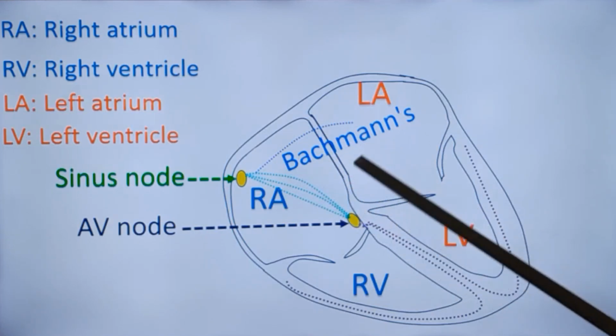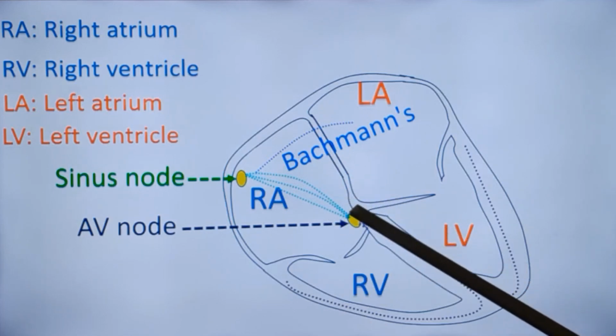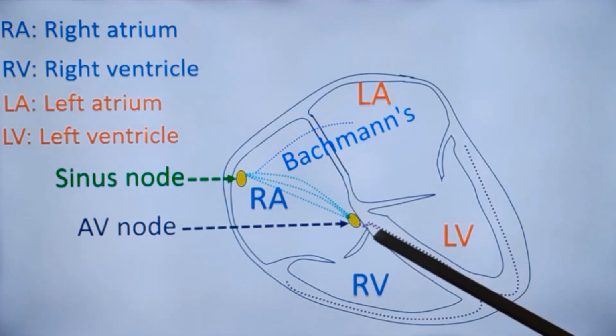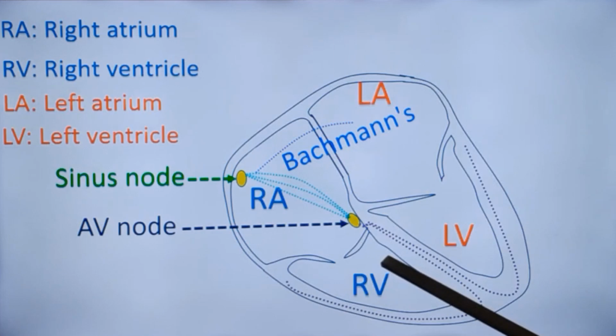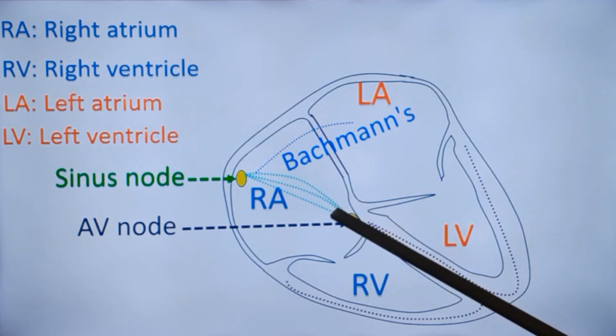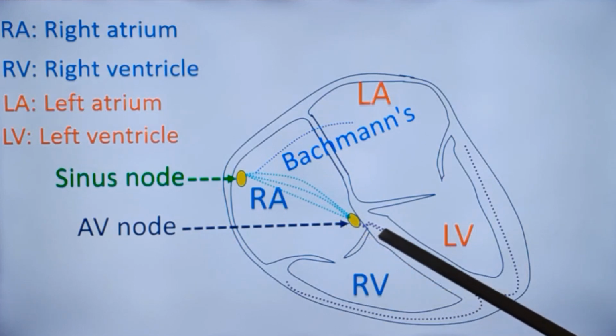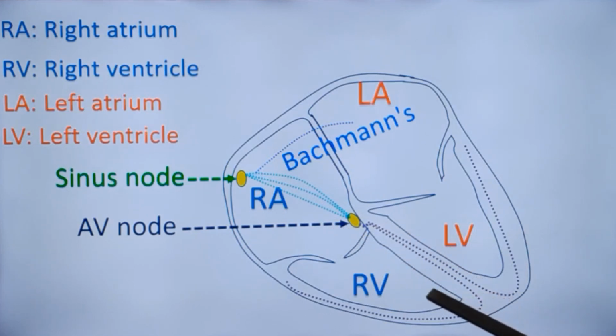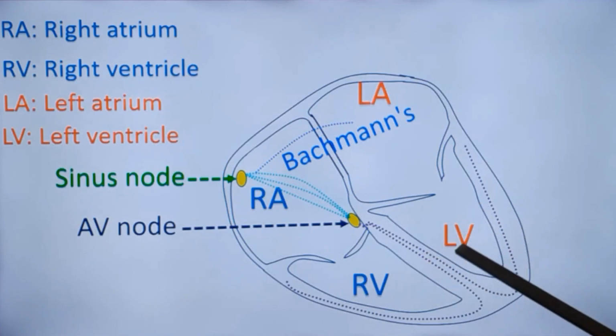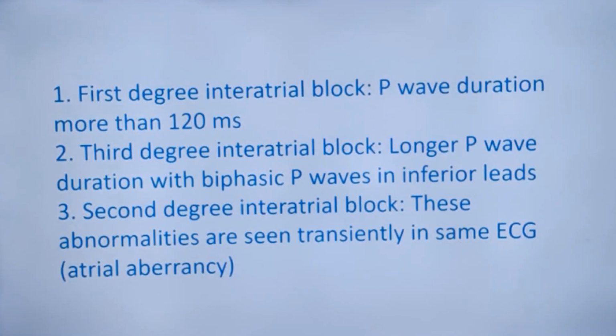So this is the anatomy of the interatrial and intraatrial conduction system. This is not well known usually, and these are not as well defined as the intraventricular conduction system, like the His bundle and the bundle branches and fascicles. Now we will review the classification of interatrial block.